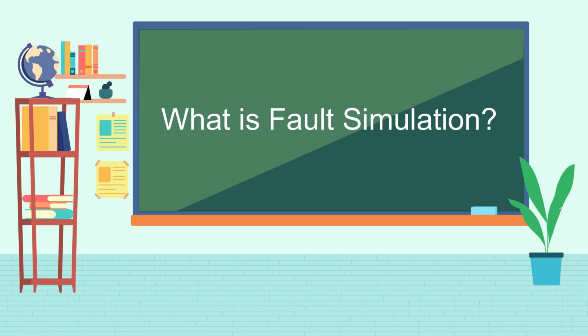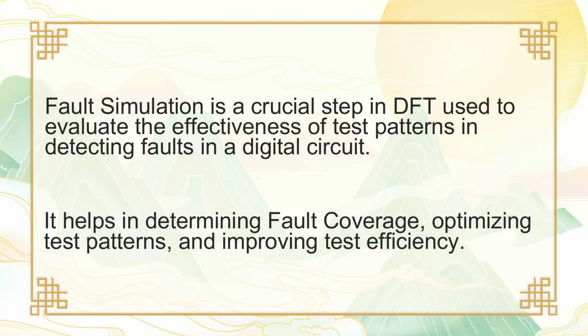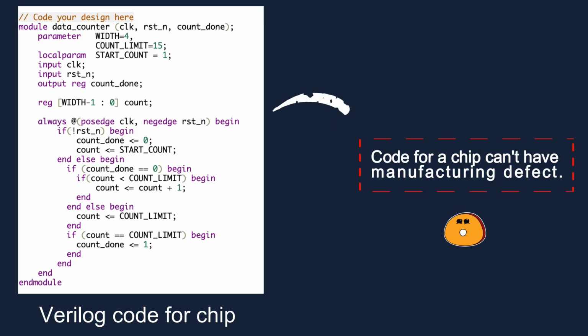To understand fault coverage and test coverage more clearly, we first need to understand one more term: fault simulation. What is fault simulation? Fault simulation is a crucial step in DFT used to evaluate the effectiveness of test patterns in detecting faults in a digital circuit. It helps in determining fault coverage, optimizing test patterns, and improving test efficiency. Fault simulation is performed before the chip is physically manufactured. At this stage, the chip exists only in Verilog code form, and therefore there are no manufacturing defects.